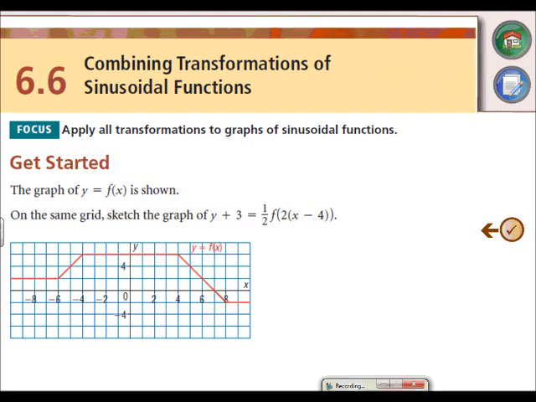And 6.6, we're now combining transformations of the sinusoidal functions. Sinusoidal functions, well, obviously that's referring to sine, but it's also referring to cosine. Both of those are sinusoidal functions.